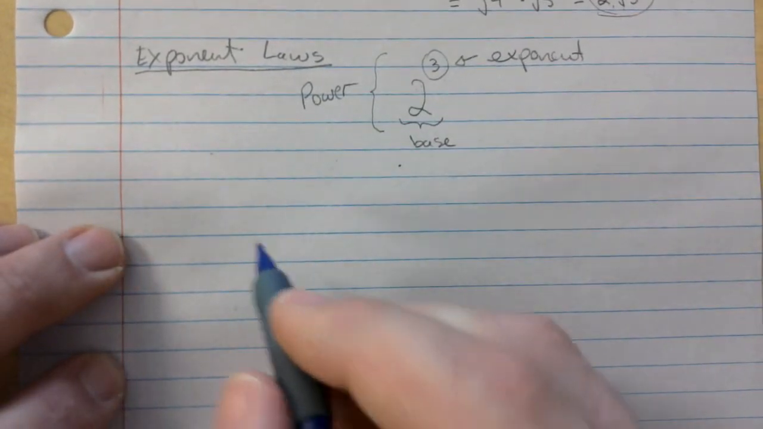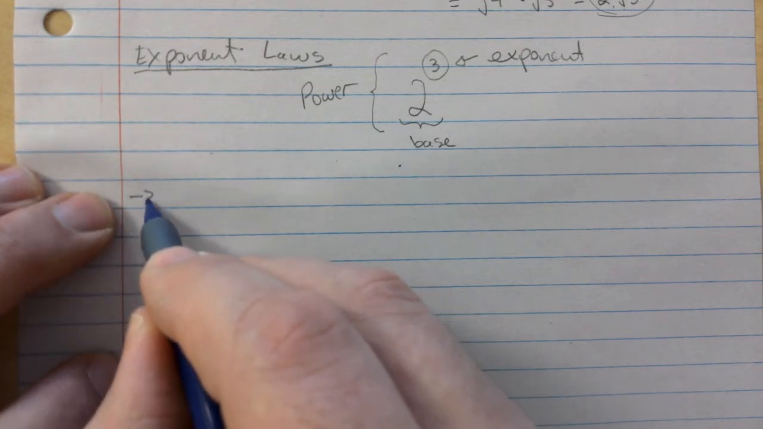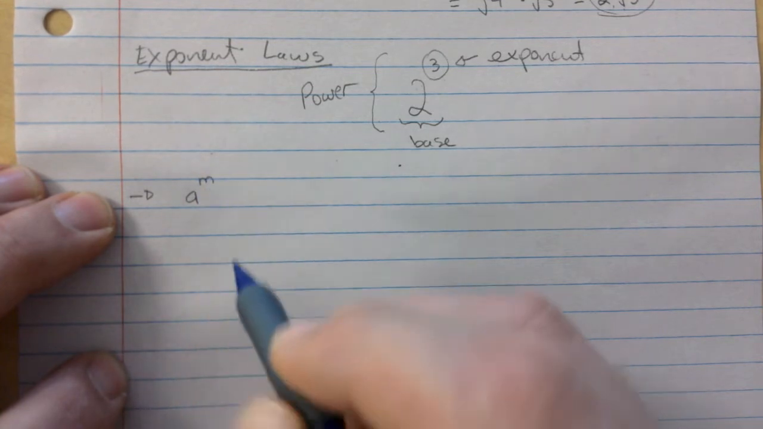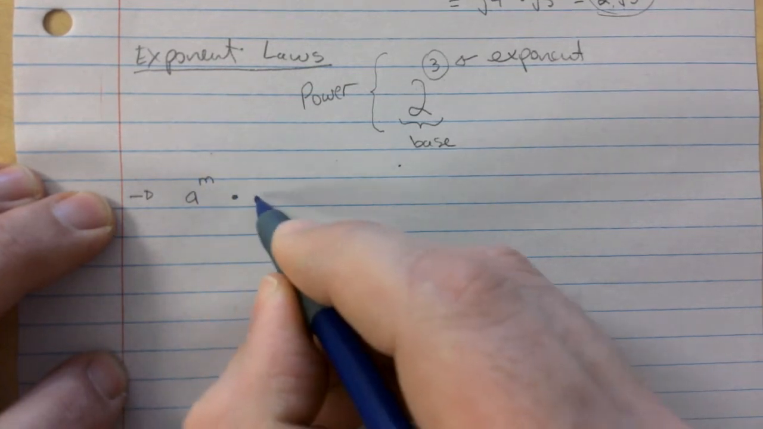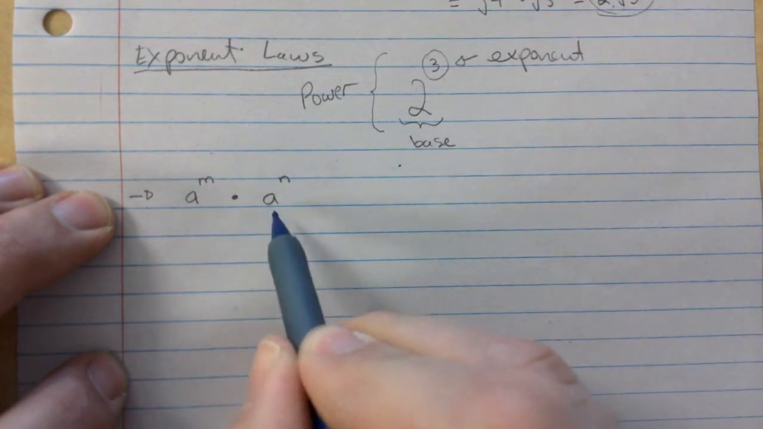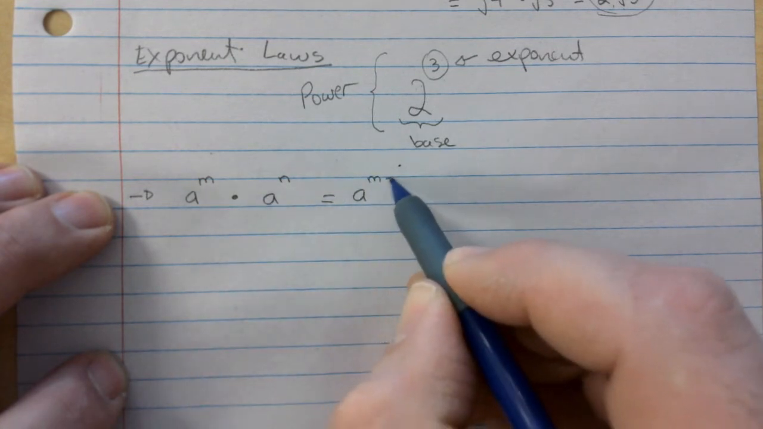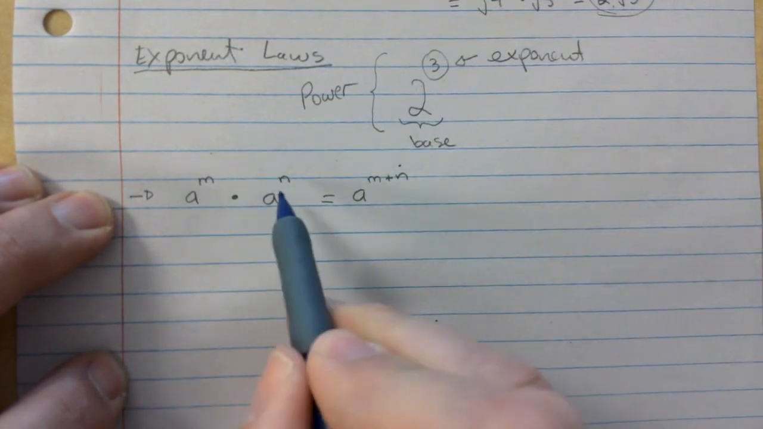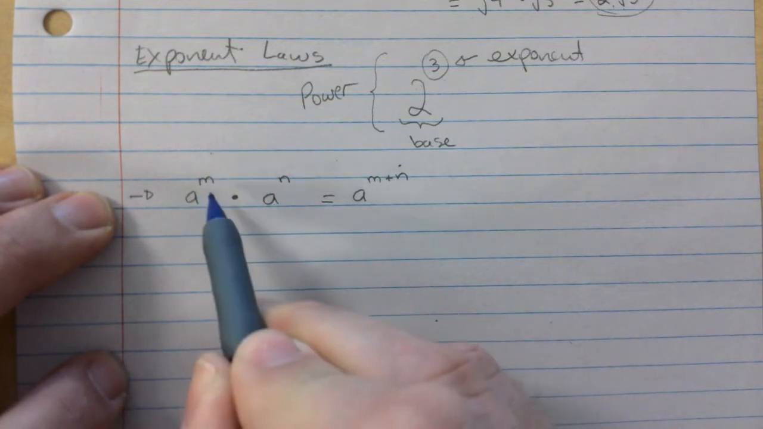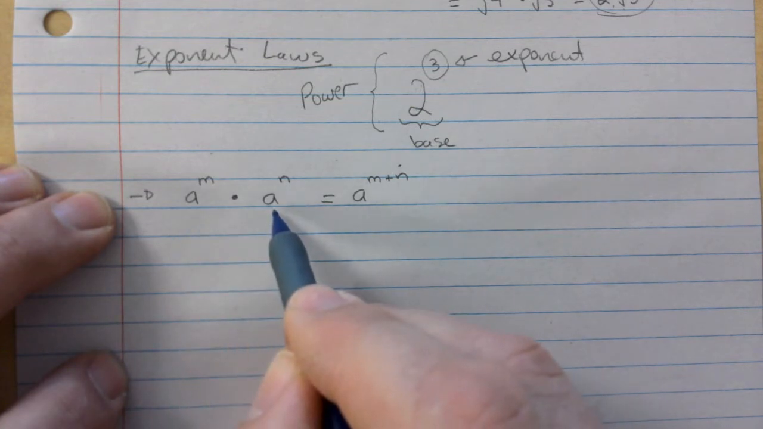And here are the laws, in no particular order. Let's say you have a to the power of m, and you multiply it by a to the power of n. They have different powers, but the base is the same. Then we can add the exponents up. The exponents are soon going to end up being fractions as well. It doesn't matter what the exponent is, you add it up, provided that the base is exactly the same.